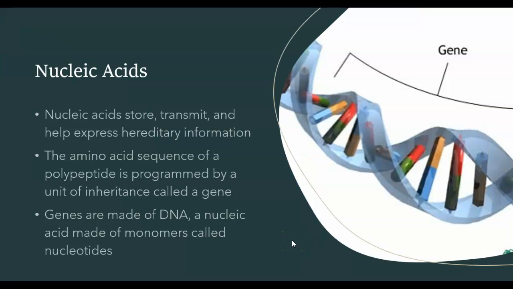Nucleic acids are in charge of storing, transmitting, and expressing hereditary information, and you already know that somewhat. The amino acid sequence of a polypeptide is coded for by the sequence of bases in the DNA, by a particular sequence called a gene. Genes are made of DNA, and the DNA is made of monomers called nucleotides.